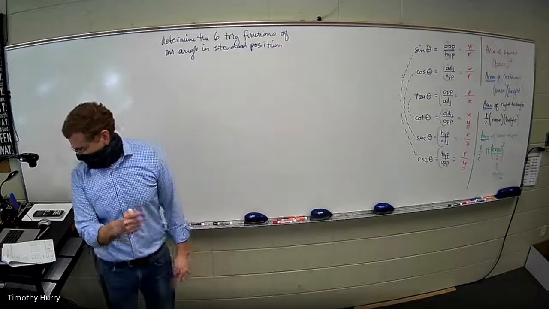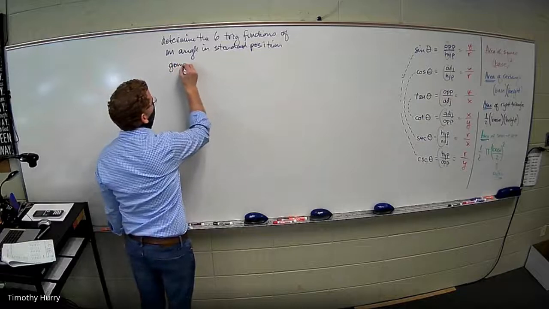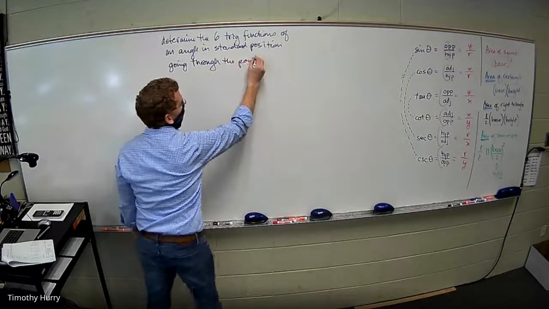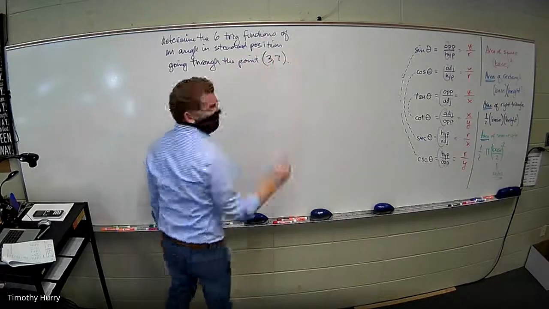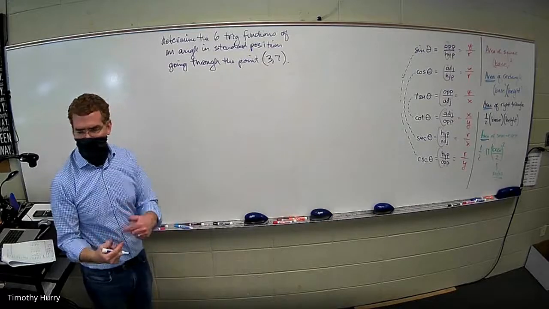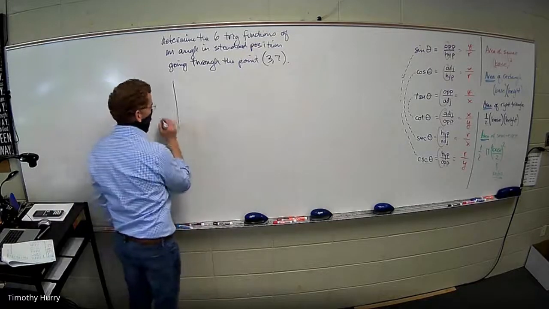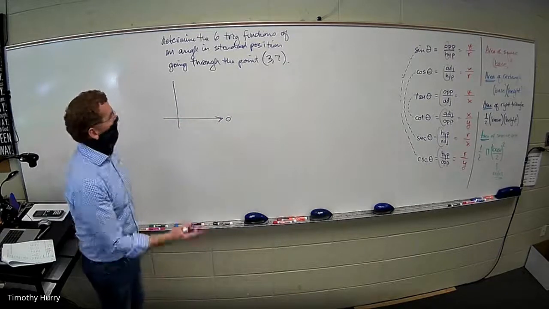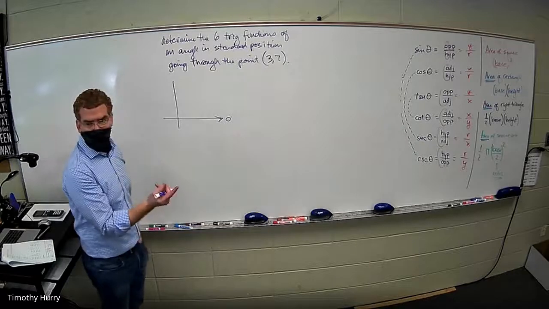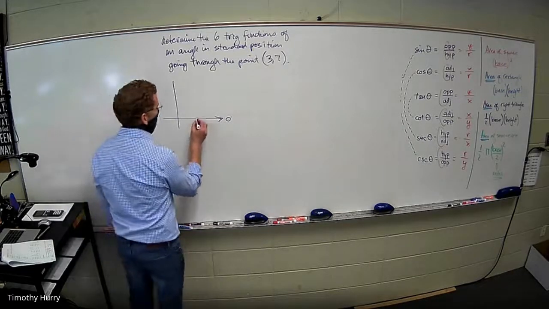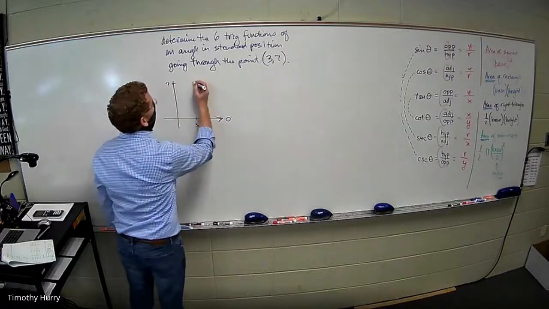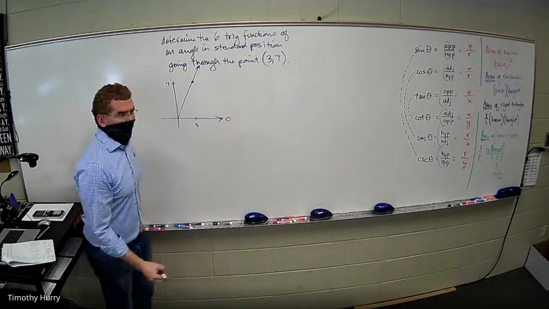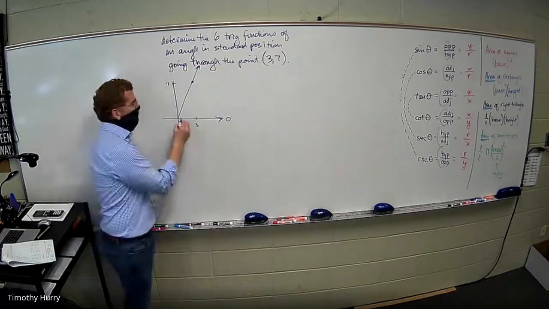So it's in standard position, and it's going through the point (3, 7). Now let's visualize this. An angle in standard position would have to have one side pointing at 0, right? And then the other arm would have to be going through the point (3, 7). So let's just say that's 3 and that's 7, and there's a point up here. So the other arm is going through that. Now, do you off the top of your head have any idea what this angle is?